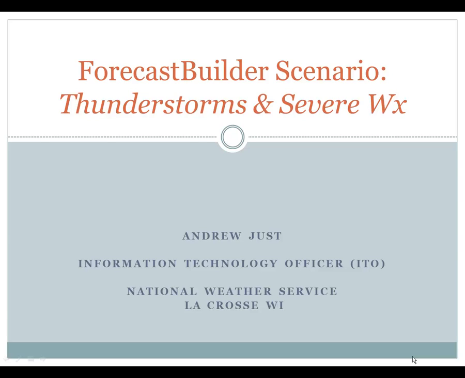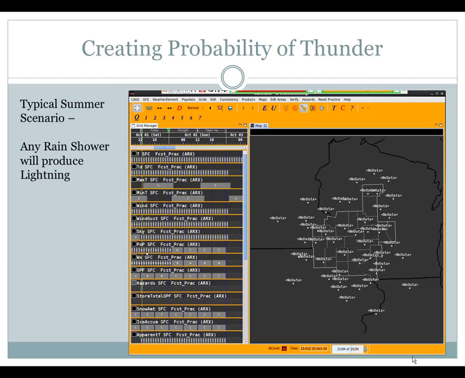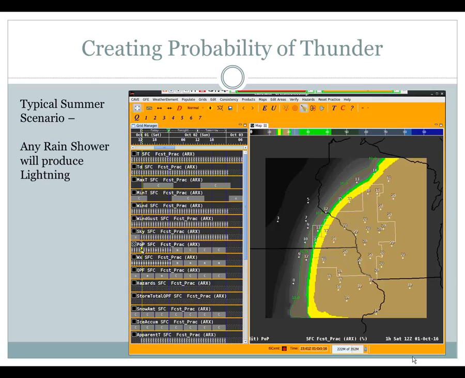Hello, my name is Andrew Just, and in this scenario of using Forecast Builder, we're going to look at thunderstorms and severe weather. For this first example, we're going to look at a typical summer scenario where any rain shower can produce lightning.